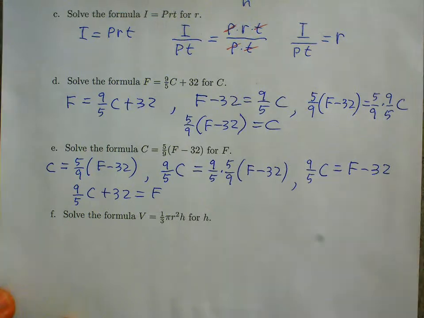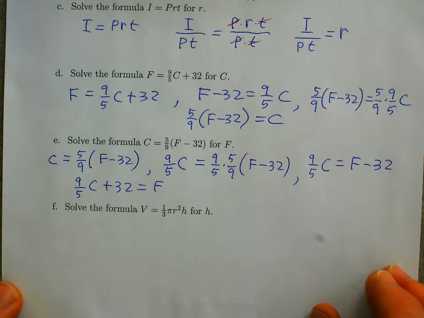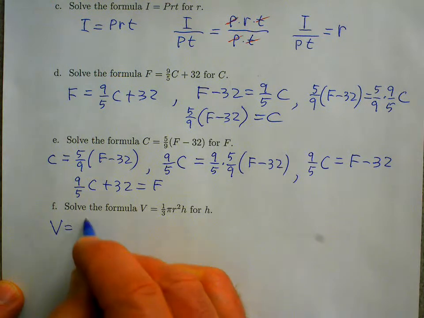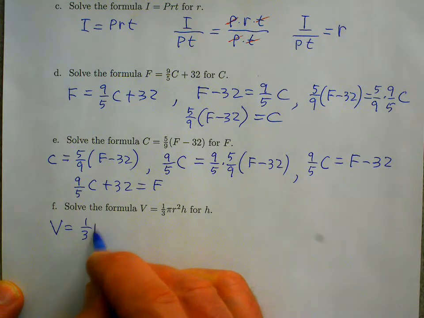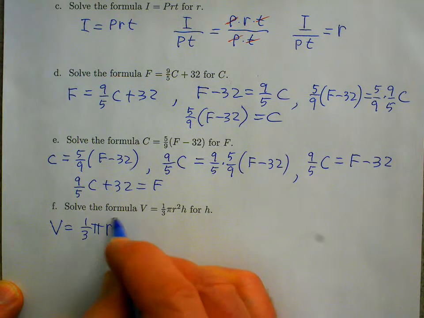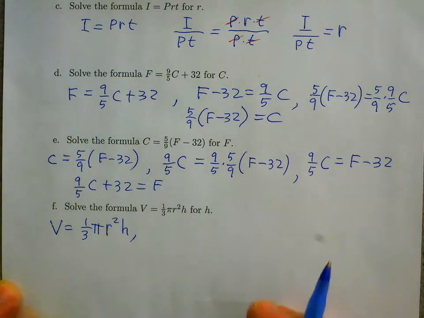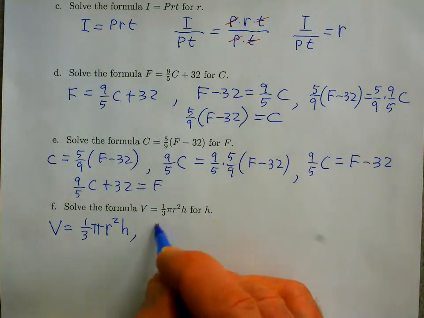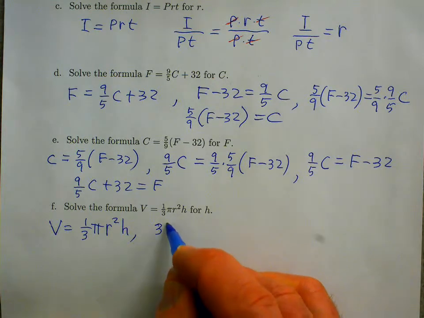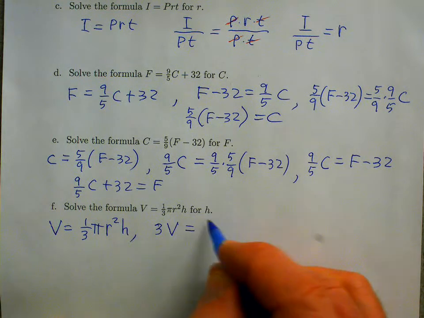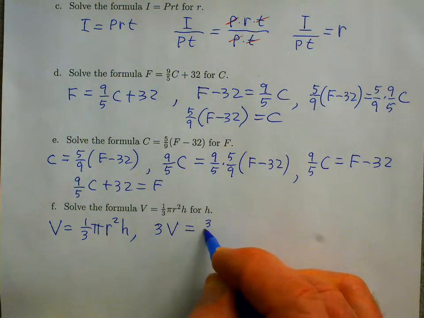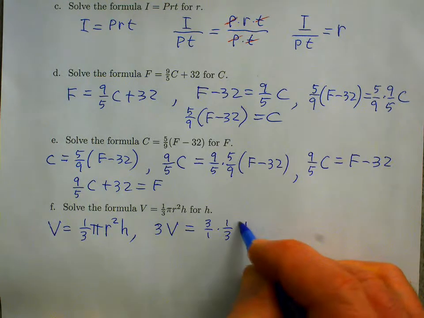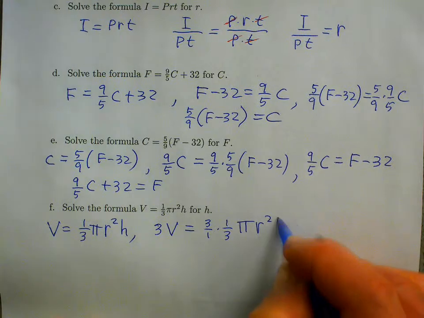Oh yeah, I need to follow my own instructions. I'll rewrite the formula. V equals 1/3 times pi times r to the second h. Then multiply both sides by the reciprocal of 1/3. So just multiply both sides by 3. So 3 times V equals 3/1 times 1/3 times pi r to the second h.